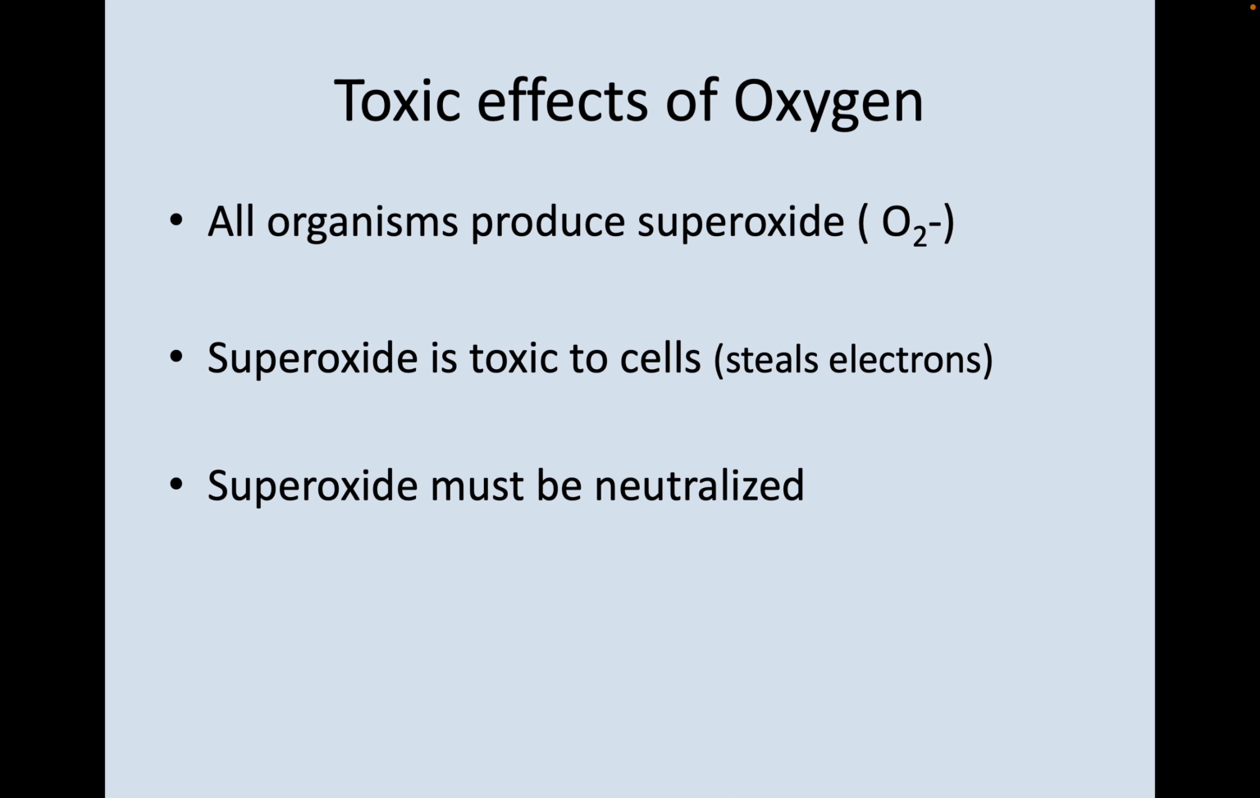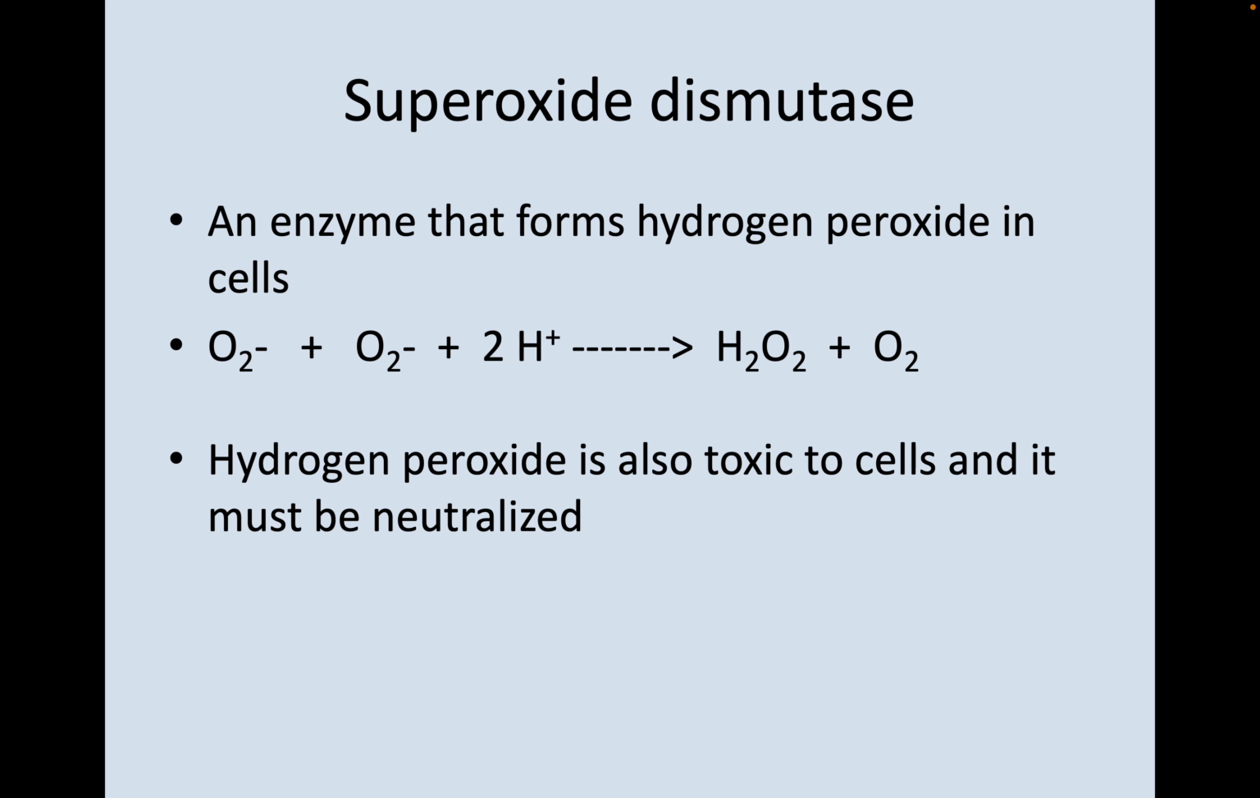All right, oxygen can have toxic effects, actually. All organisms produce superoxide, or O2 minus. Superoxide is toxic to cells. It steals electrons, and it has to be neutralized. Superoxide dismutase is the enzyme that forms hydrogen peroxide in cells. So if you have two superoxides plus 2H+ ions, you can form hydrogen peroxide and oxygen gas. Hydrogen peroxide is also toxic to cells, and it must be neutralized.